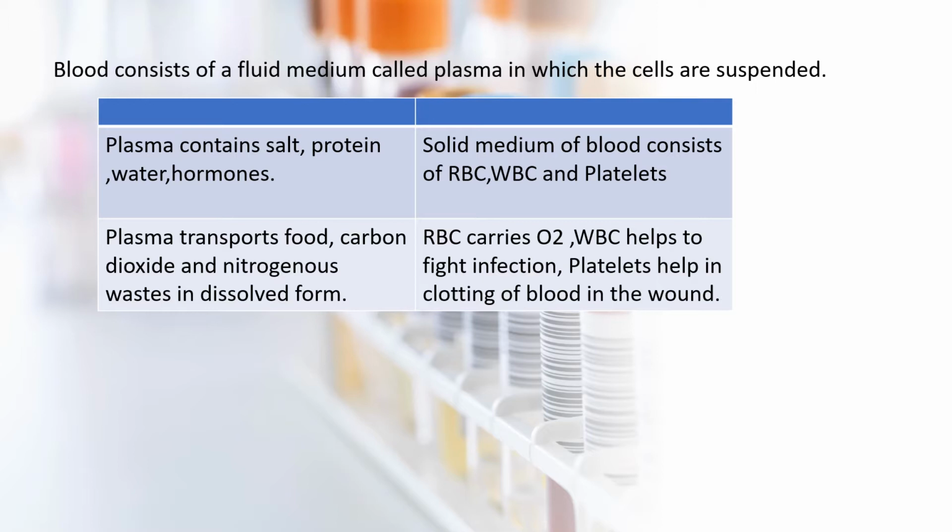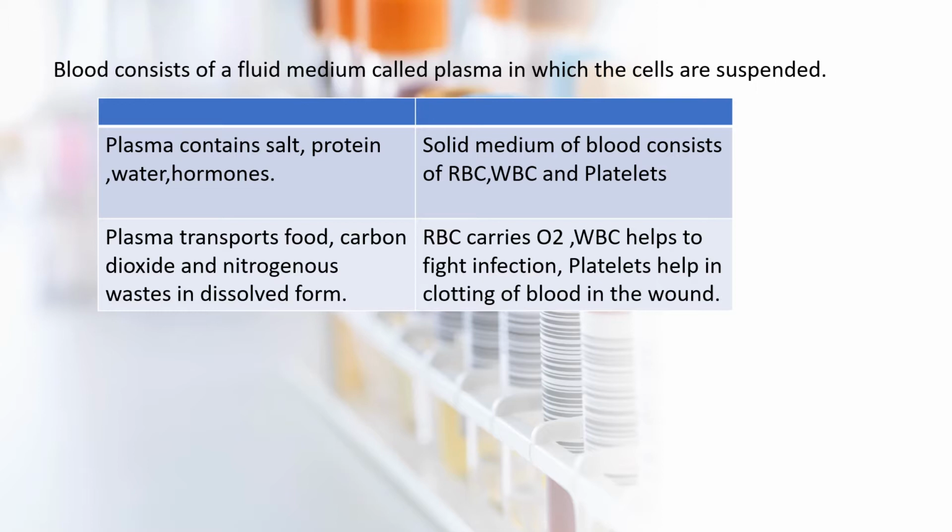This plasma helps in transport of food, carbon dioxide, nitrogenous waste in dissolved form. Whereas red blood corpuscles carry oxygen, WBC help to fight infection, thereby increasing the immunity of the body, and platelets help to clot the blood at the site of the wound. They prevent leakage of blood from the body.